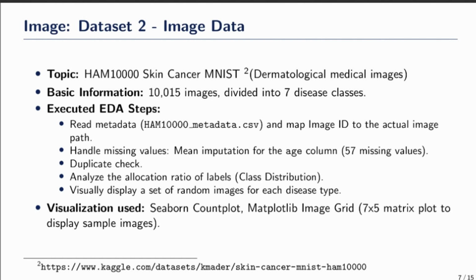After that we will have a small step, which is a duplicate check. The next one is to analyze the allocation ratio of labels, the class distributions, and the final one is to visually display a set of random images for each disease type.